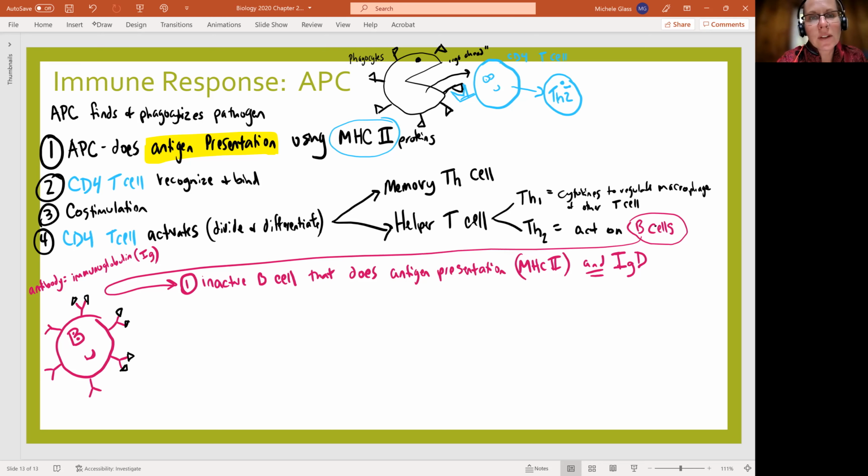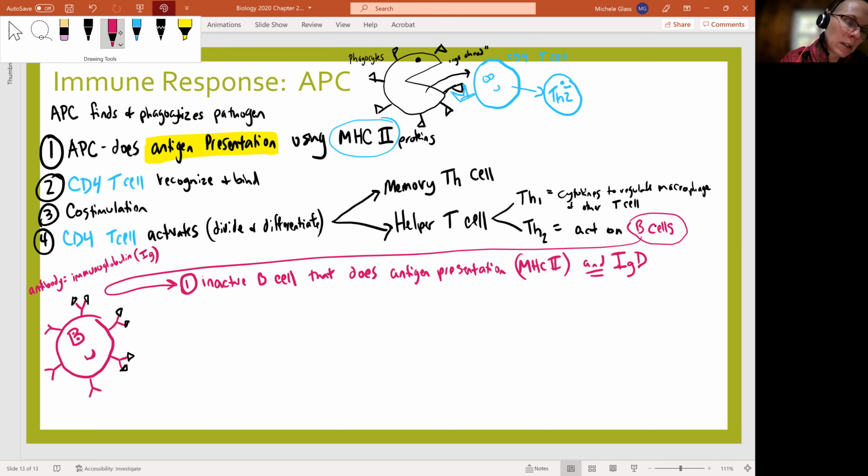And I don't have to show that triangle on everyone. That's time consuming. And it's doing antigen presentation as well, which means it has also engulfed the pathogen. So let me do a flag, the triangular flag hanging off as well.